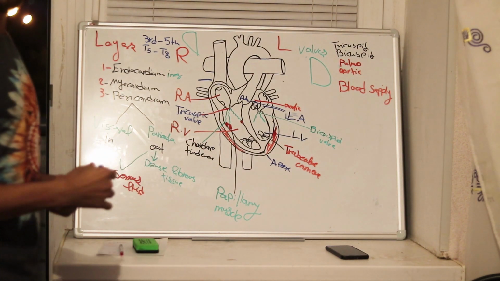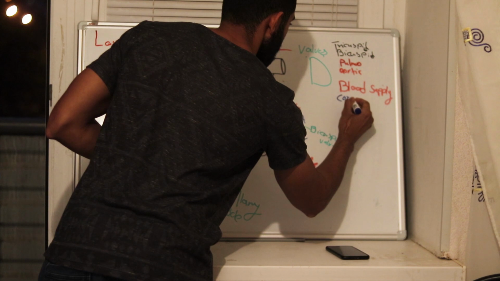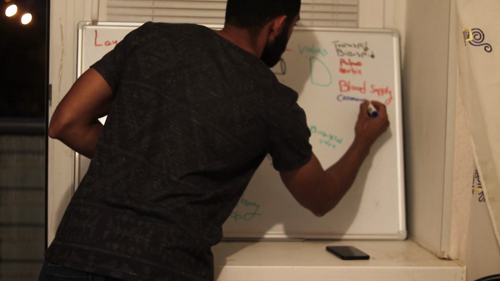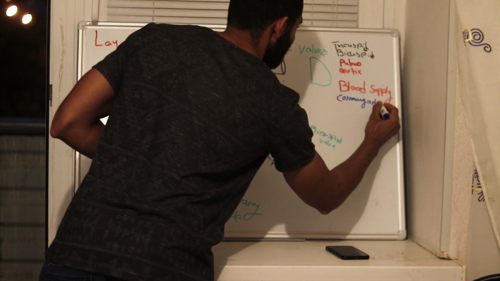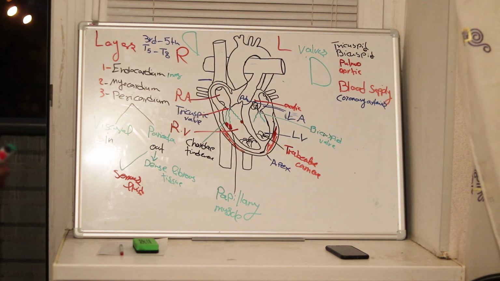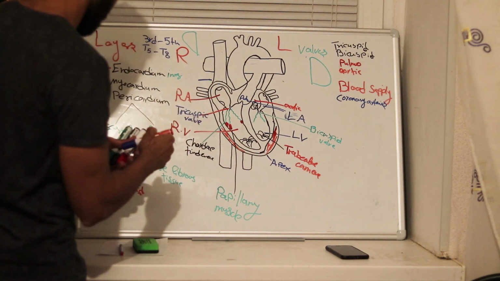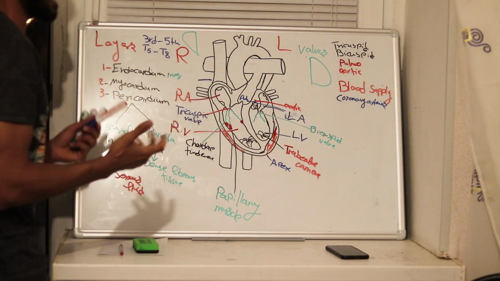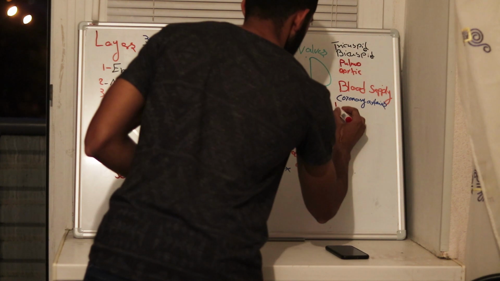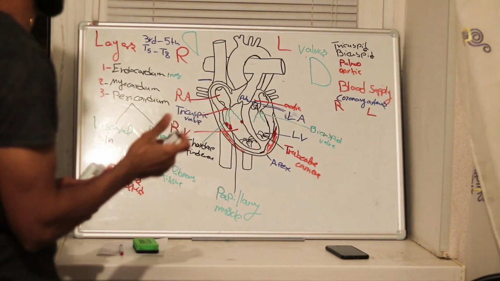The blood supply of the heart. Let's say it's quite simple. It's the coronary arteries. When you say arteries, that means more than one coronary artery. So here, the coronary artery has branches. It has a right and left side: right and left coronary artery.